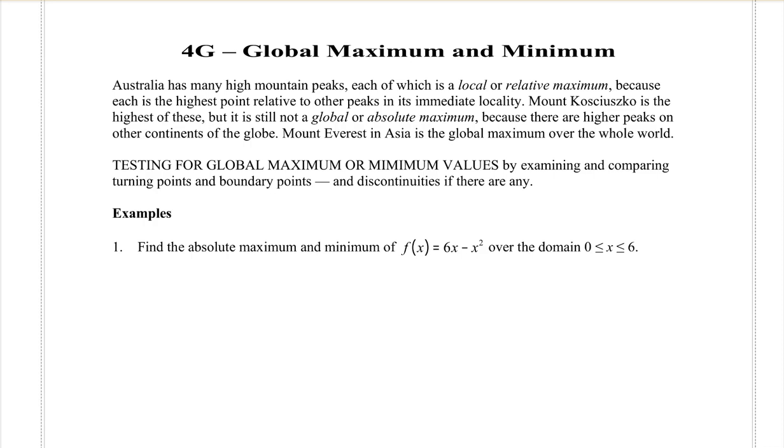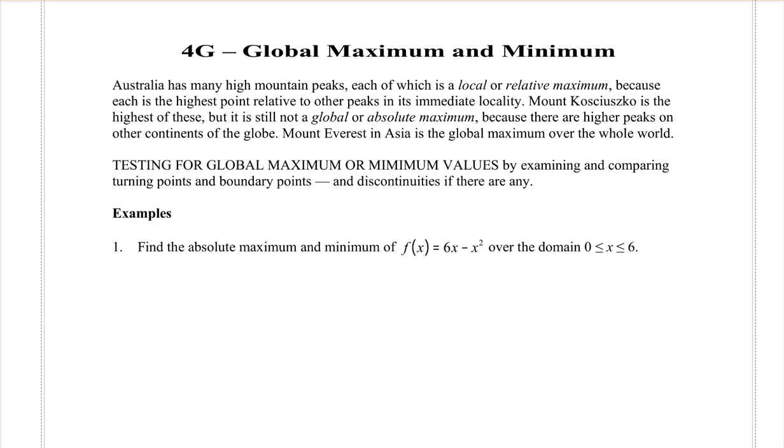Australia has many high mountain peaks, each of which is a local or relative maximum, because each is the highest point relative to the other peaks in its immediate locality. Mount Kosciuszko is the highest of these, but it is still not a global or absolute maximum because there are higher peaks in the other continents of the globe. Mount Everest in Asia is the global maximum over the whole world.